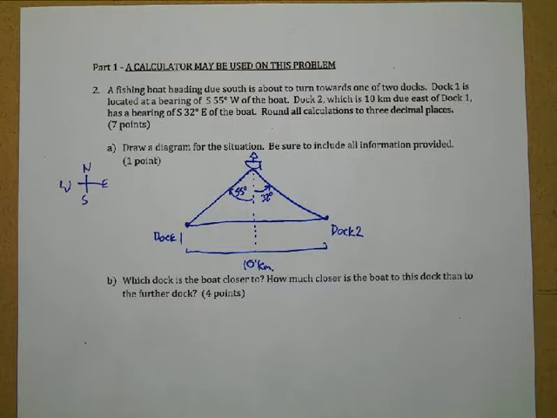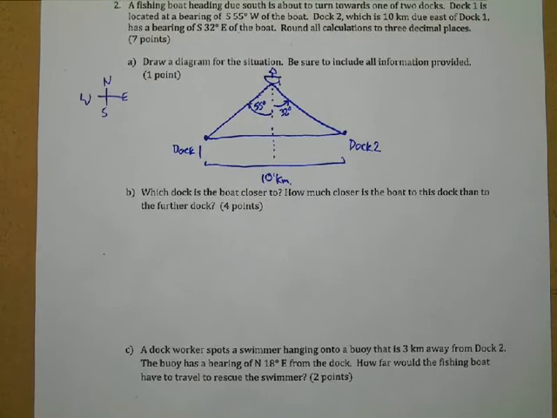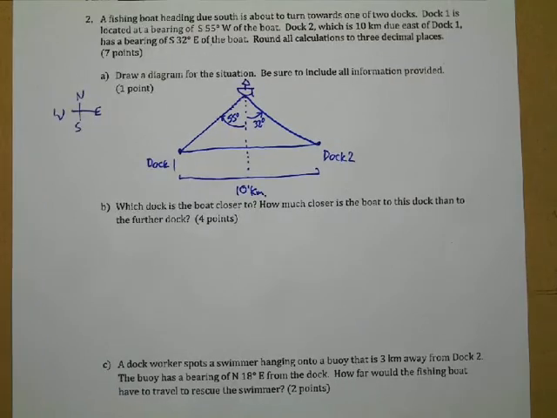So I want you to answer letter B then. Or go ahead and try to answer B based on the information we've got there. Okay? Which dock is the boat closer to? How much closer is the boat to this dock than to the further dock? So what's the difference in their distances? So go ahead and find the distances from the boat at its current position to Dock 1 and Dock 2.